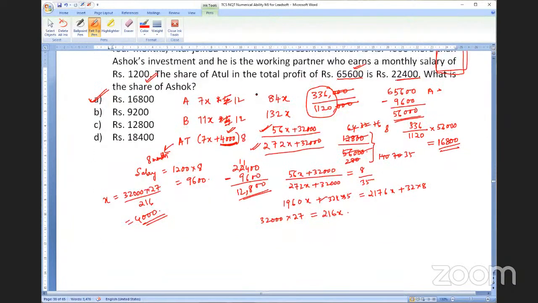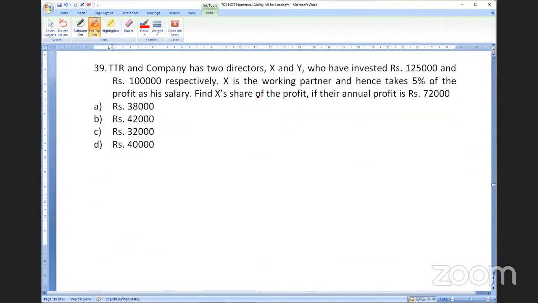Let's take the next one. Set up a timer for yourself, 1 minute, and post the answer.